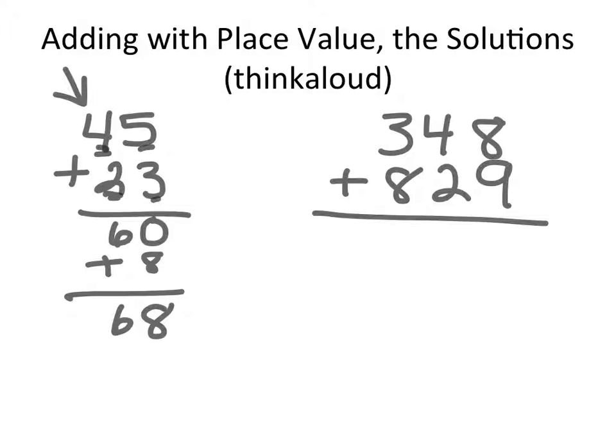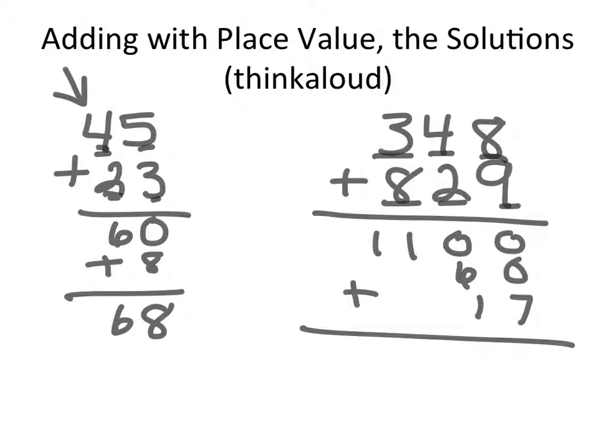If I move to this problem, I can see that I have 3 hundreds plus 8 hundreds, which is 11 hundreds. And we want students to be able to think about that, 11 hundreds. We know that our answer needs to be about 11 hundreds or a bit more than 1,000. It helps us estimate. Then I can go to 4 tens plus 2 tens is 6 tens or 60. 8 plus 9 is 17. Those are the ones. And I can add them all together to get my answer.